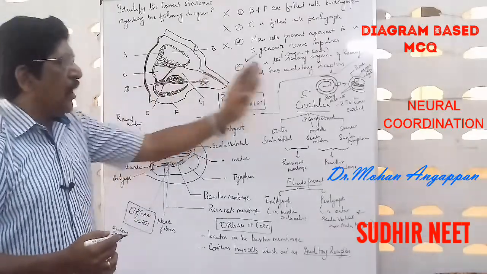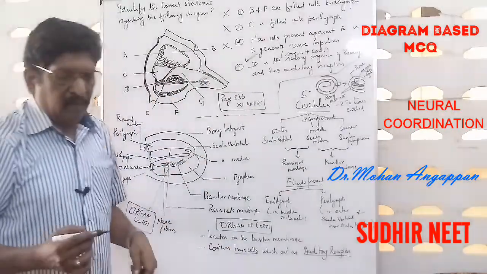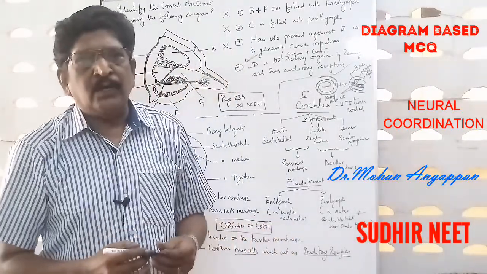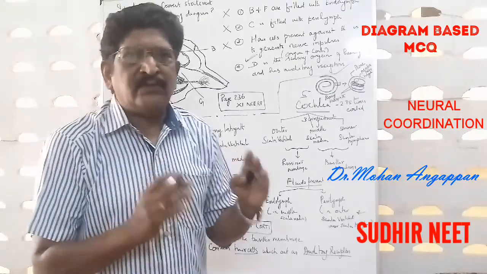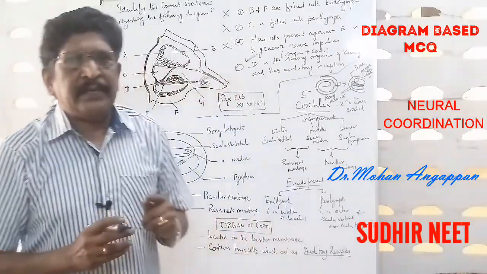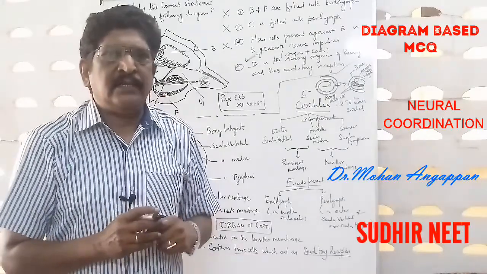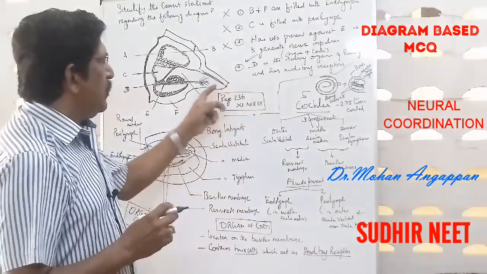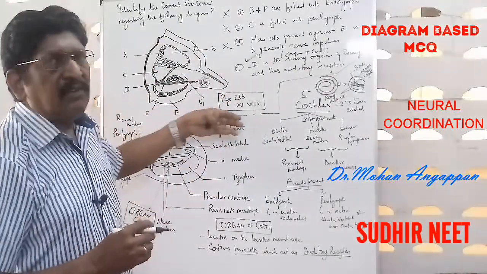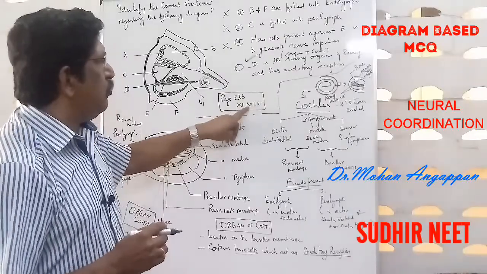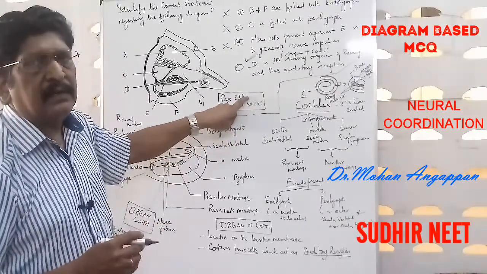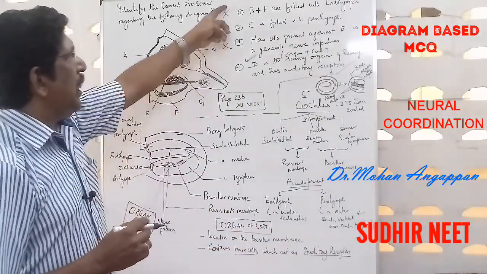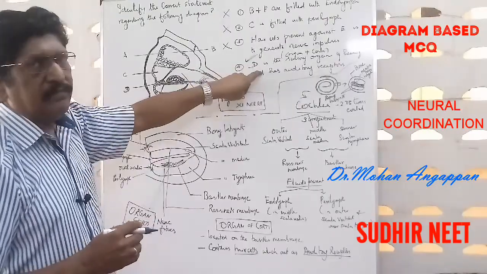So this is the way you have to find out the answer for any question based on a diagram. Today we have seen one question in the chapter neural coordination, that is in the human ear, particularly the diagram, the sectional view of the cochlea, which is present in your 11th NCERT book, page number 236, you can refer. So I explained the cochlear structure based on the question, and we have found the right answer.